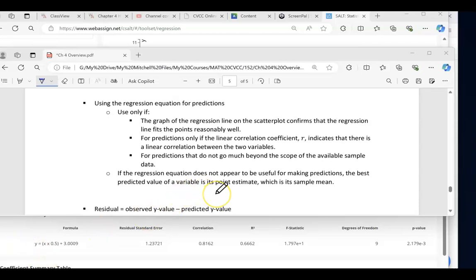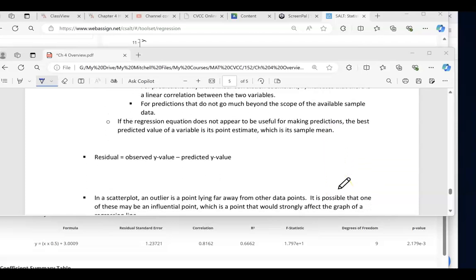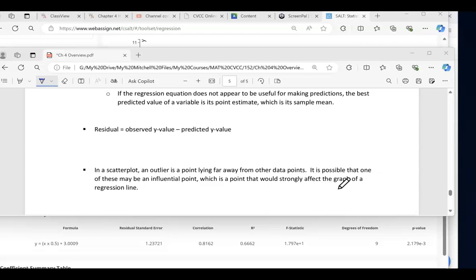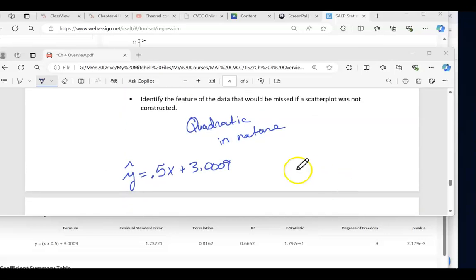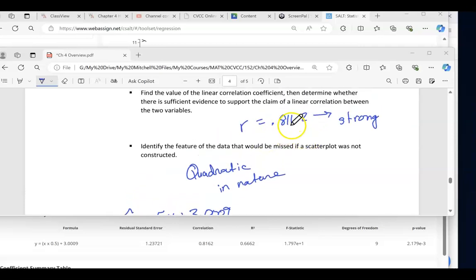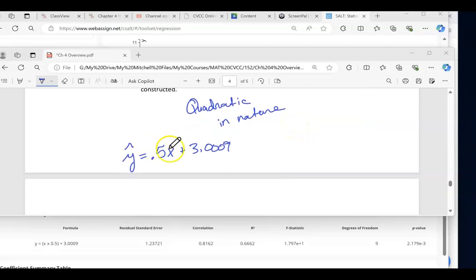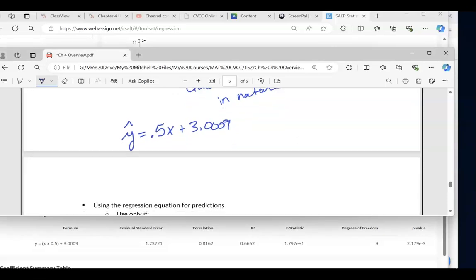If the regression equation does not appear to be useful for predictions, then it's best to use the predicted value of the variable as its point estimate, which means we're going to use that sample mean if it's not a good value. Another thing we need to talk about, well, before I do that, so we've got this. We said this is quadratic in nature, but we have a strong correlation. We could probably use this as an example to find a predicted value.